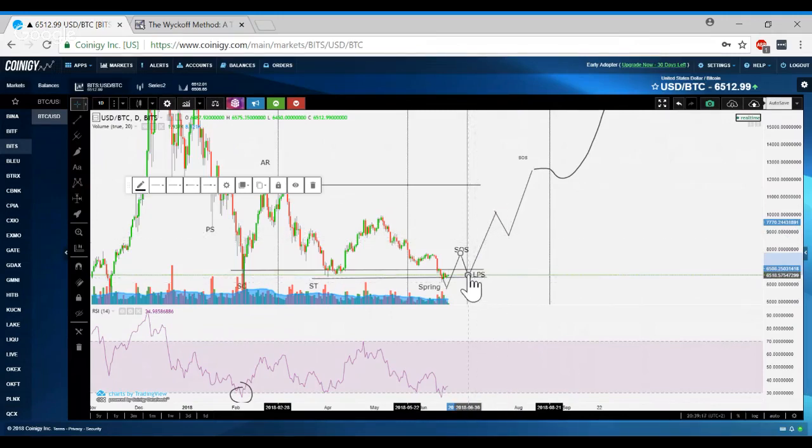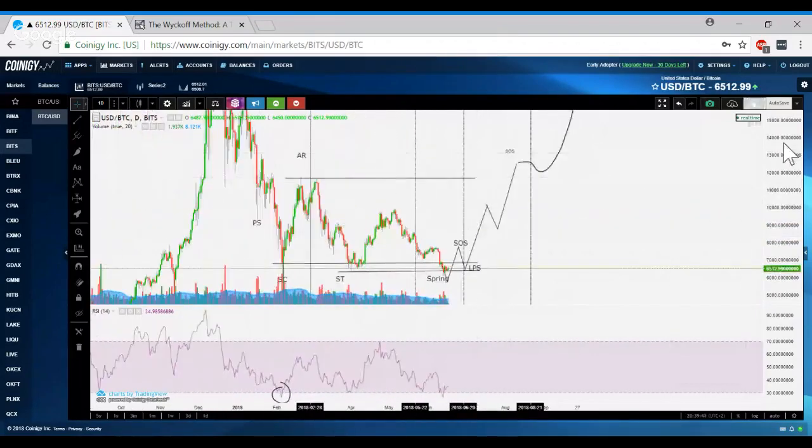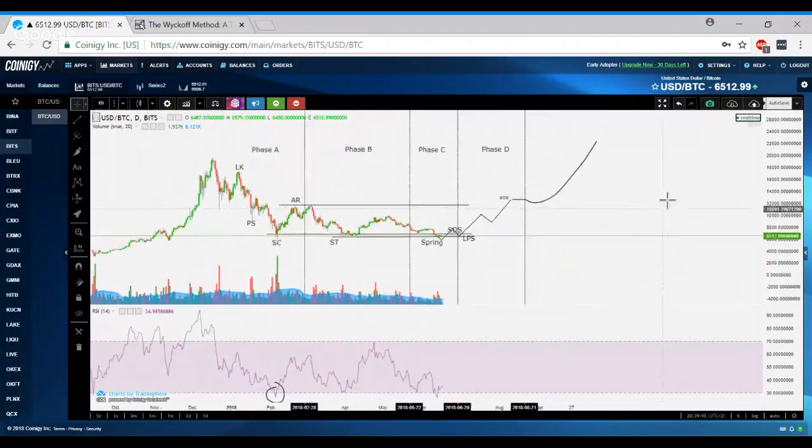Then we come to the LPS. Last point of support, the low point of a reaction or pullback after a sign of strength. Backing up to an LPS basically means a pullback to support that was formerly resistance. So we broke down. This turned into resistance. The price should go back up as I have marked it here, and that will turn this whole area back into support. Now, that would complete phase C.